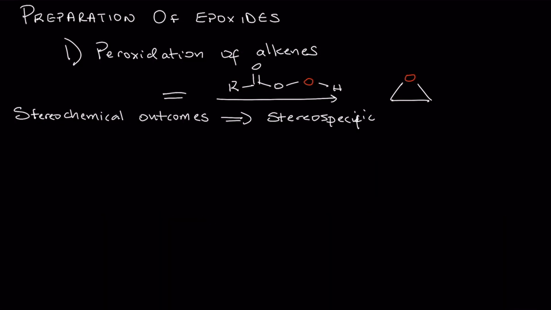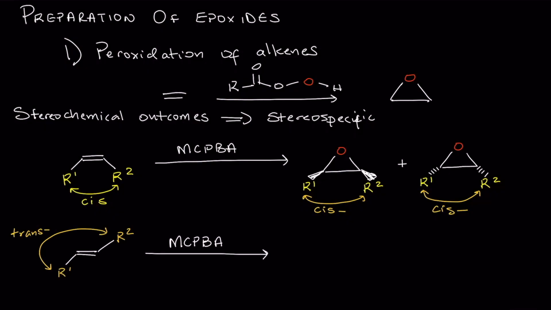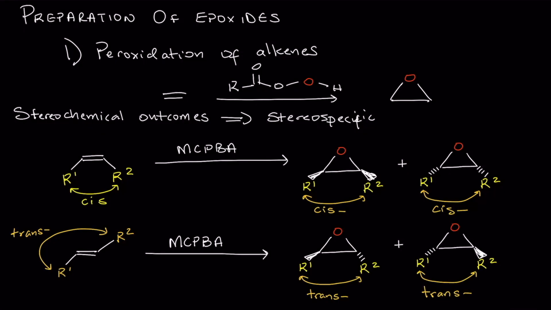So the peroxidation of alkenes is a stereospecific reaction, which means that the stereochemistry of the alkene essentially translates into the stereochemistry of the epoxide that you form. For example, let's say we wanted to do a peroxidation reaction on this alkene with two R groups, where the R groups are on the same side of the alkene. You would end up with your epoxide in which those R groups are also still on the same side of the epoxide. So cis alkenes will give you cis epoxides for peroxidation. And likewise, trans alkenes, peroxidizing them will get you trans epoxides.